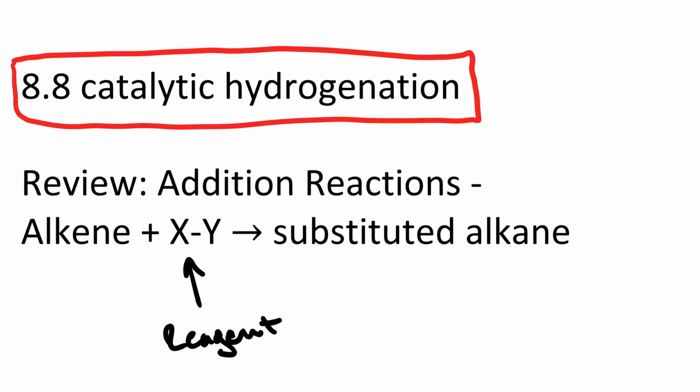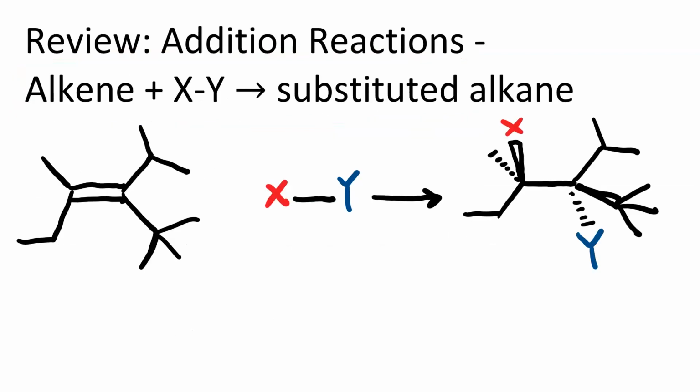Let's take a look at what this looks like. Here you can see our alkene. It's got a methyl group, an ethyl group, a t-butyl group, and an isopropyl. Now the X adds to one of the sp2 hybridized carbons and the Y adds to the other. In this example, I've got the X adding above the plane of the molecule and the Y adding below. This kind of stereochemistry is called anti.